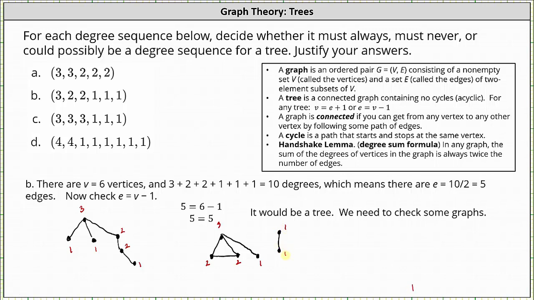So we do have the correct degree sequence, 3, 2, 2, 1, 1, 1. However, the graph is disconnected and there's a cycle, indicating the graph is not a tree. So for this degree sequence, the graph could be a tree or it could not be a tree. Our final conclusion is the degree sequence could possibly be a tree.